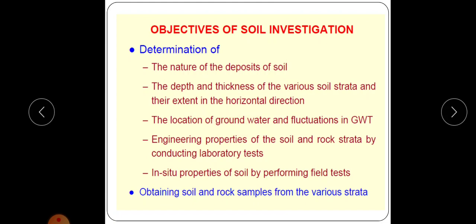So these are some of the objectives of site investigation, and another objective is to obtain soil and rock samples from the various strata. So this is the introduction about soil investigation or site investigation. As I have told, this site investigation is the initial step before constructing.